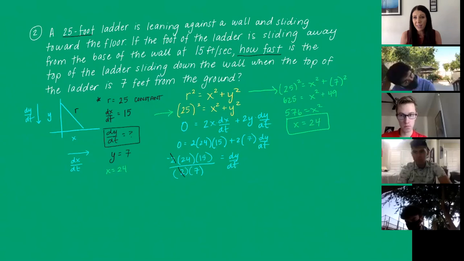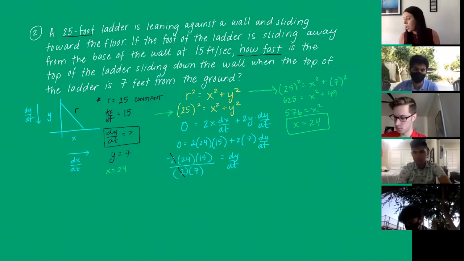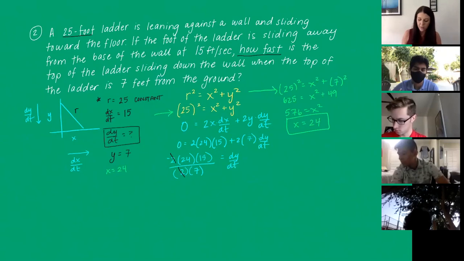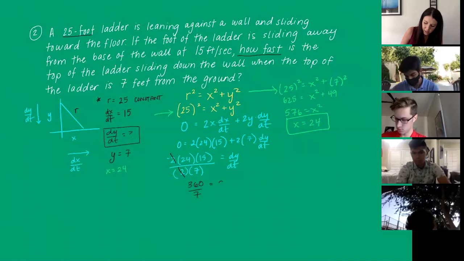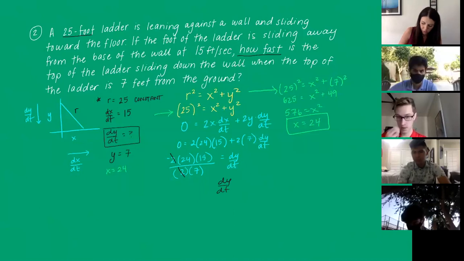Anything I can do with that? Nope. So we could get rid of the 2's at least. Looks like we're still going to have our 24 times 15. So at this point, you can go ahead and type that in your calculator if you want, just for the purposes of time. We get 360 divided by 7 is equal to our dy dt. I'm going to put that on the other side. So dy dt is equal to 360 over 7.